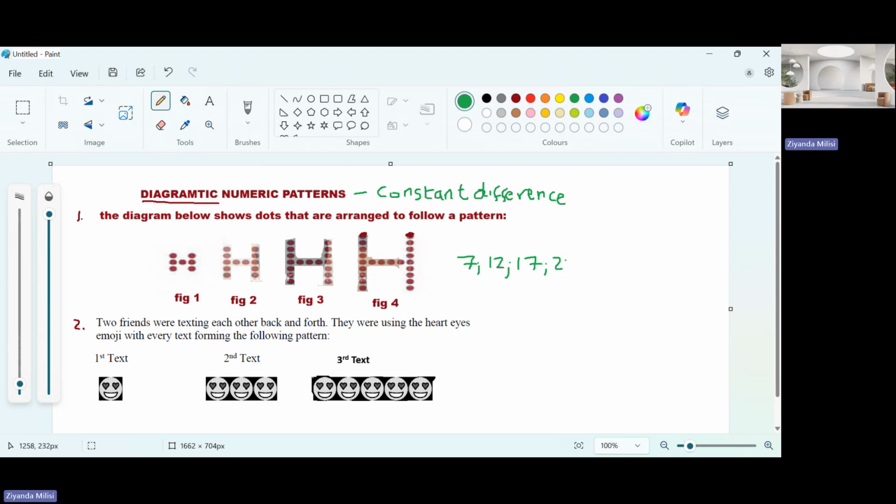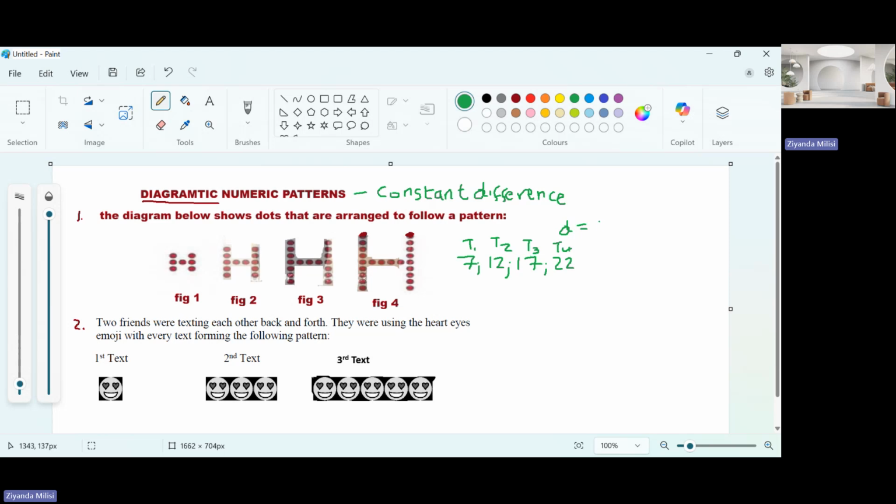Now we can work out the constant difference between these numbers. We know how to work out the constant difference. So we've got our term 1 here, we've got our term 2. It was given in terms of diagrams, right? Just simplify it and write it in terms of numbers to make life easier for yourself. So we can say T2 minus T1, or T3 minus T2, or T4 minus T3.